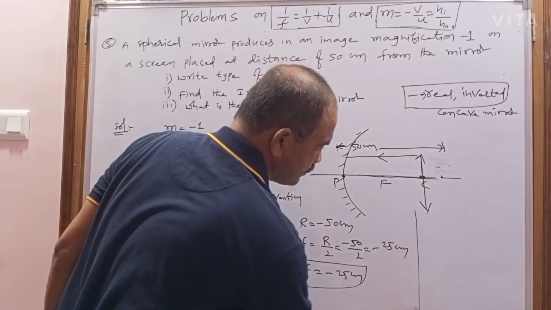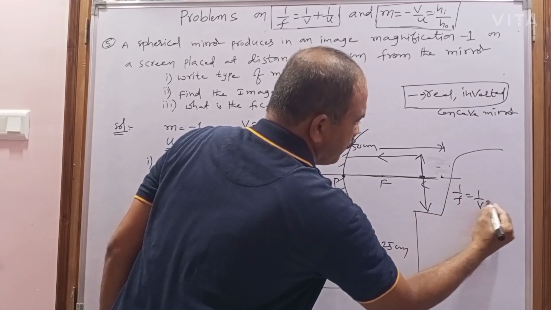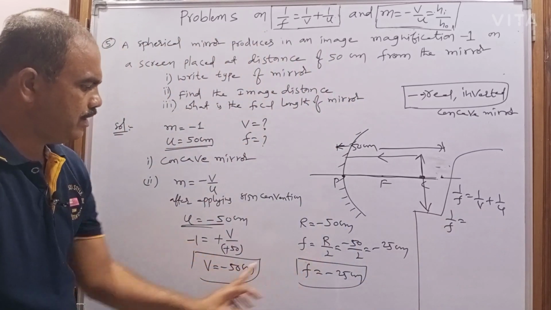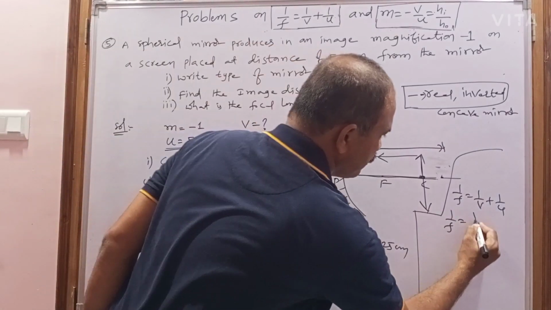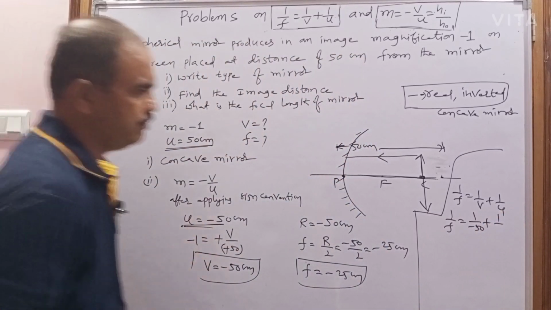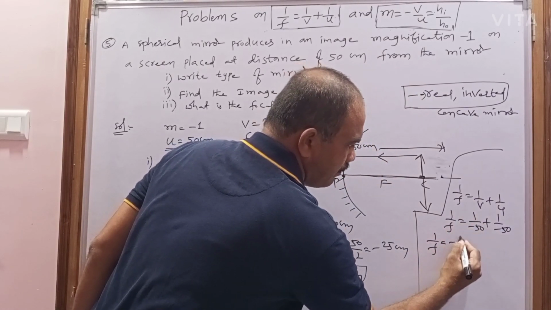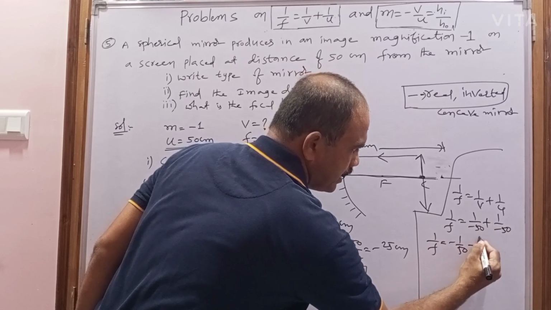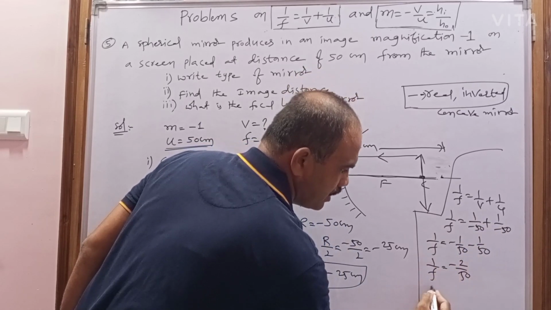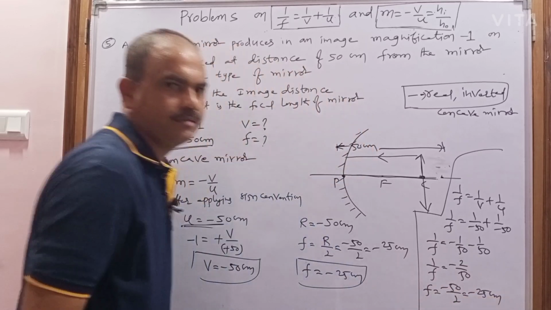So I am telling here, 1 by f equal to 1 by v plus 1 by u. What is v? v is already got, that is minus 50. So 1 by minus 50 plus 1 by u. u is how much? Minus 50. So 1 by f equal to minus 1 by 50 plus minus 1 by 50. So 1 by f equal to how much? Minus 2 by 50. Then f equal to minus 50 by 2, that is minus 25 centimeter.